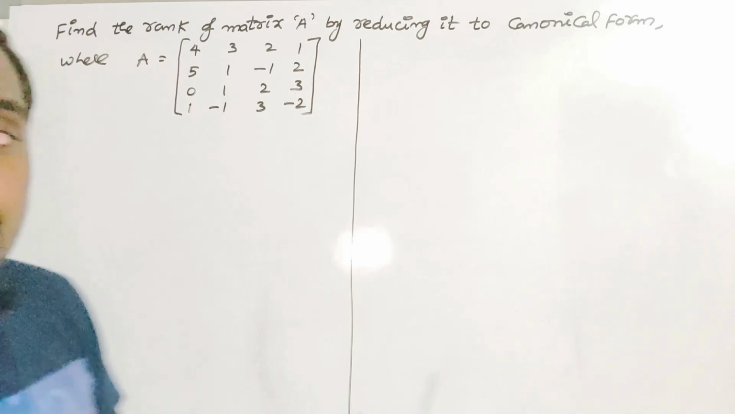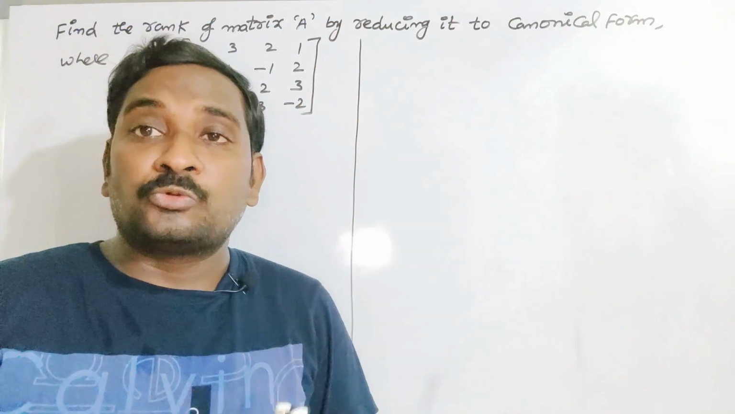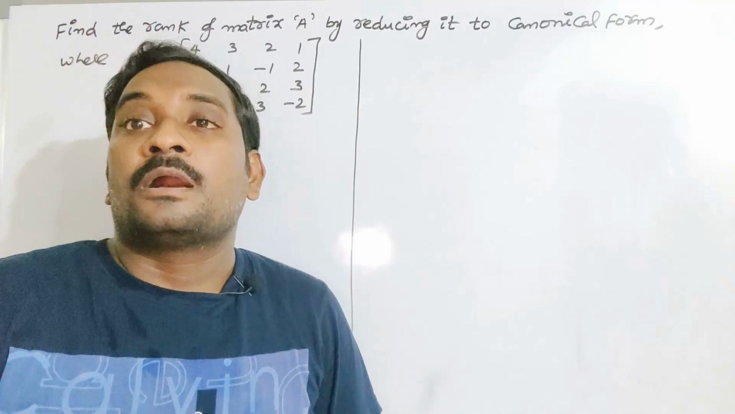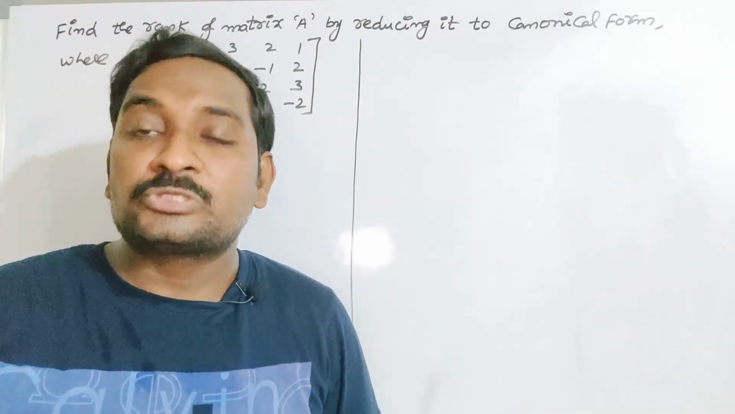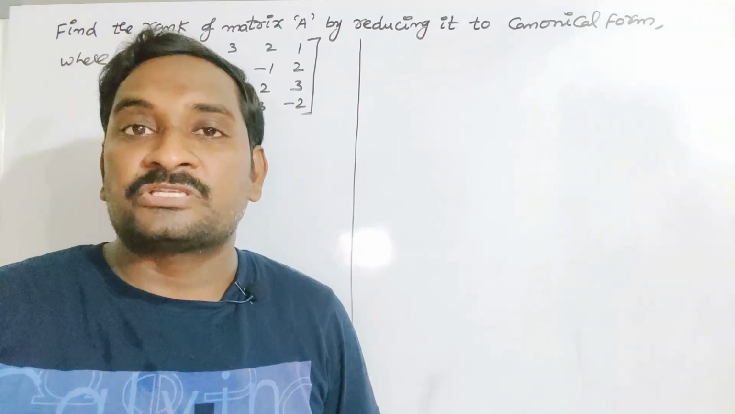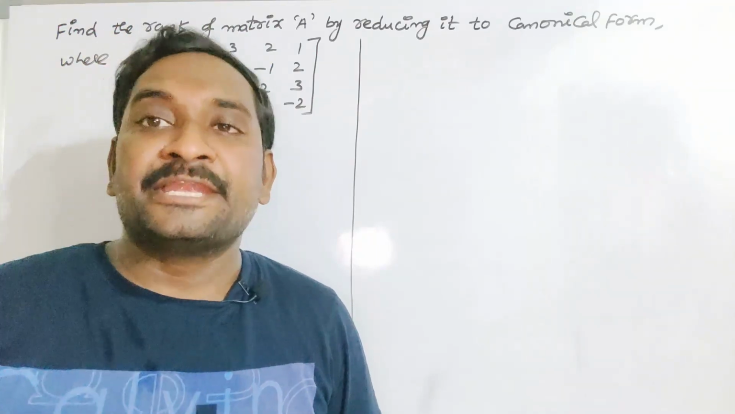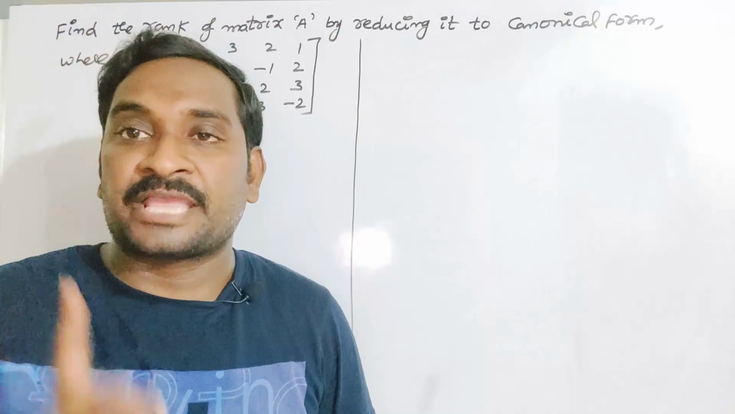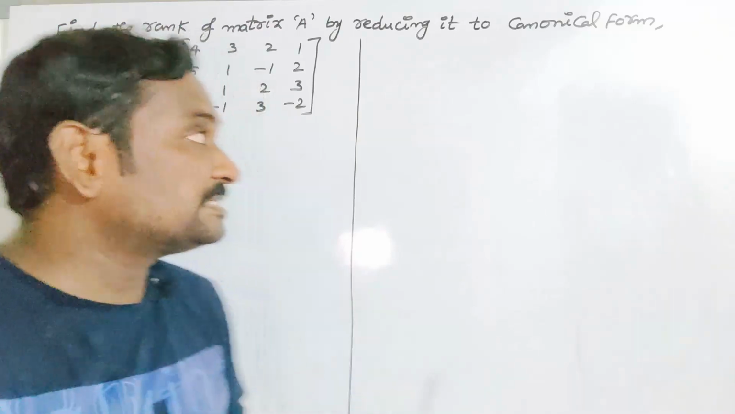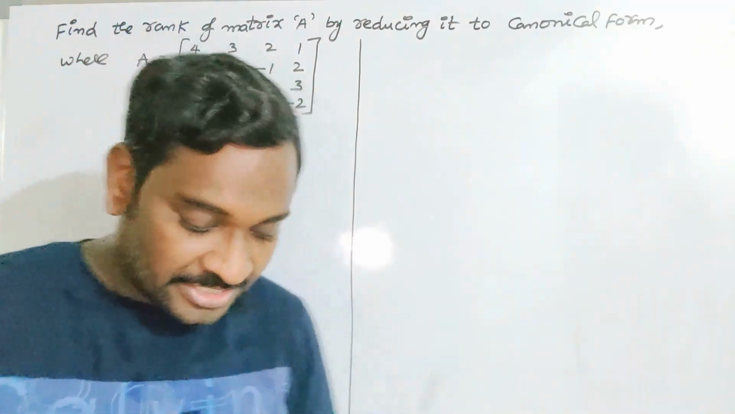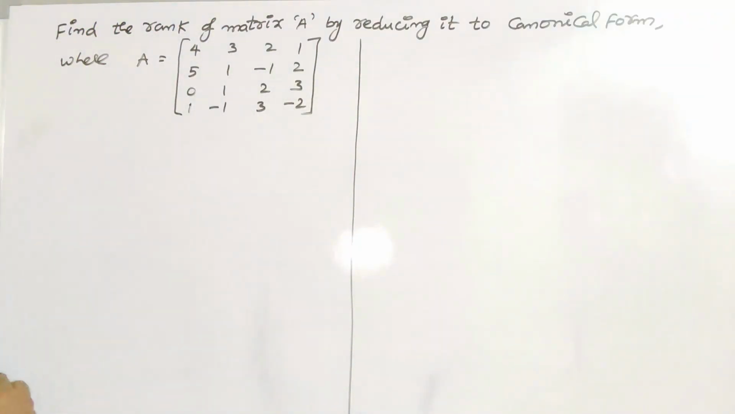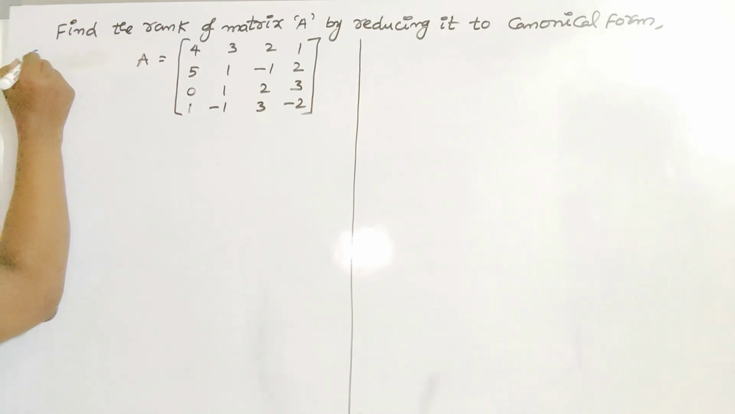What is the procedure? Always we have to try to make all the non-diagonal elements 0 and all diagonal elements 1. Always try to get an identity matrix of order I2, otherwise I3, otherwise I4. Since it is a 4 by 4 matrix, you never get an I5, don't forget it. So, solution: once again take the given matrix.